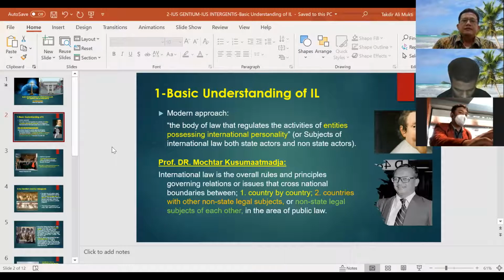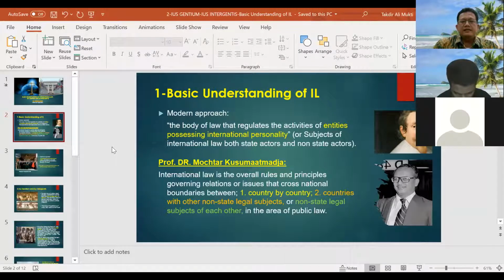Professor Mochtar conceptualized and made a definition of international law. According to Professor Mochtar, international law is the overall rules and principles governing relations or issues, maybe conflict, that cross national boundaries between country and country, state and state.